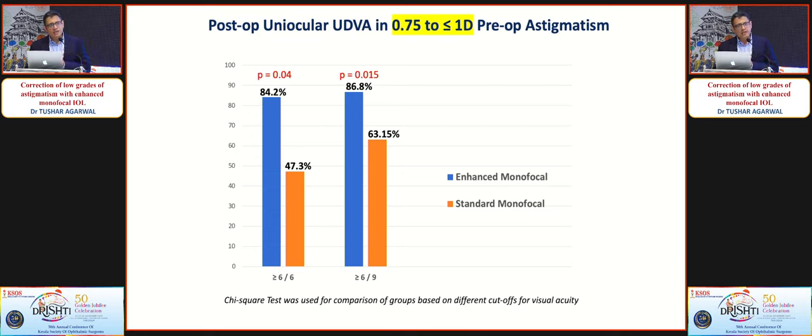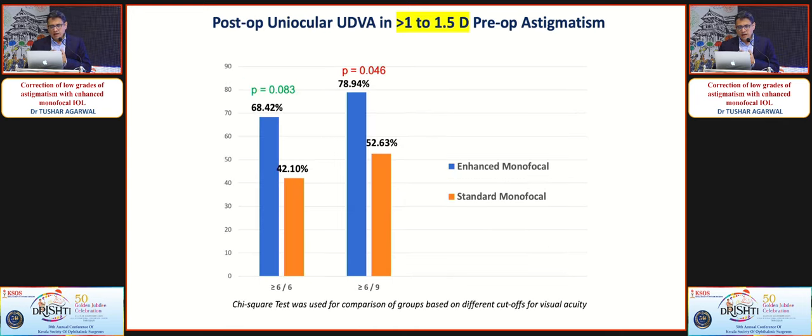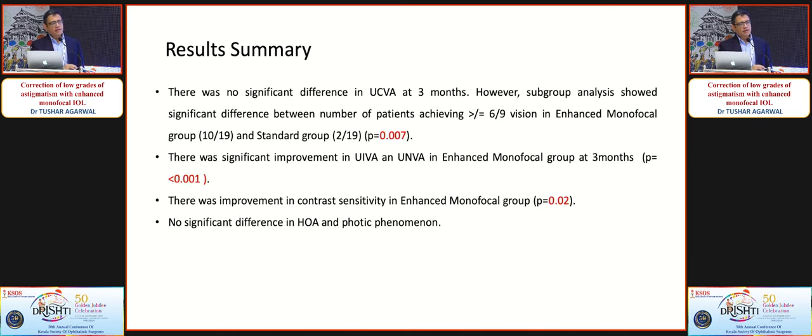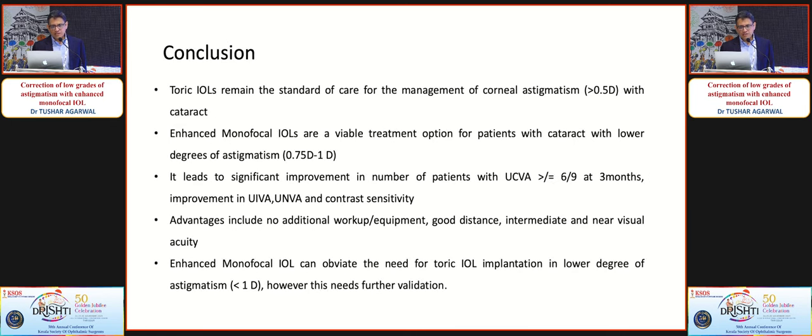So this is where the advantage came forth of these lenses in this group. And as expected, as you can see, when we talk about the uniocular uncorrected visual acuity, when we talk about 1 to 1.5 diopters, the percentage of patients having 6/6 or better dropped significantly. So to summarize, if we take a group of patients with astigmatism of 0.75 to 1.5 diopters, then you cannot expect a significant increase as a whole. However, if you take the patients who have one diopter or less of astigmatism, then you can expect almost 85% of the patients to see 6/6 or better. And this is where the advantage of this lens lies.